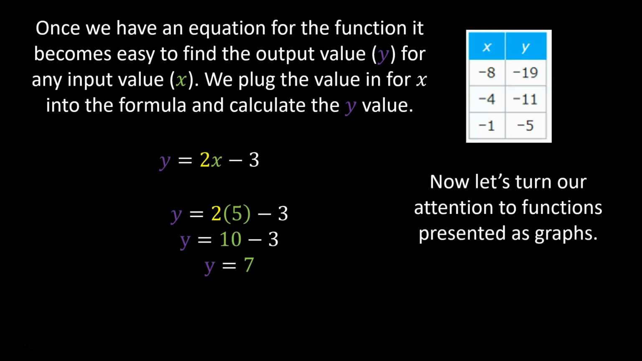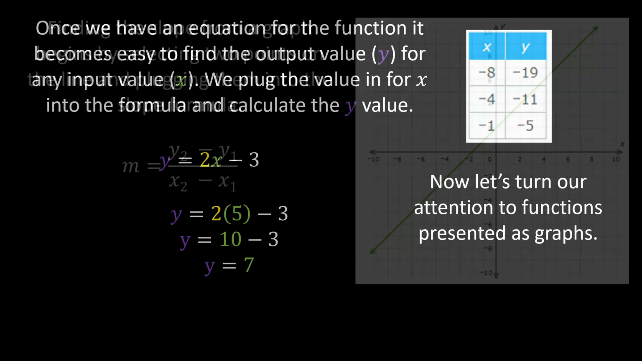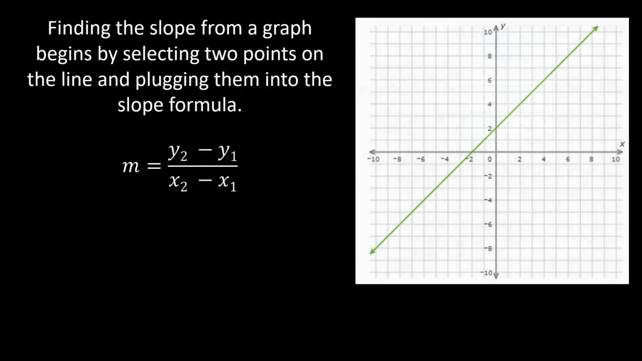Now let's turn our attention to functions presented as graphs. Finding the slope from a graph begins by selecting 2 points on the line and plugging them into the slope formula. Here I've selected 2, 4 for our x1, y1, and 5, 7 for our x2, y2. Plugging those values into our slope formula, we get 7 minus 4 over 5 minus 2, which simplifies to 3 over 3, which further simplifies to 1. So the slope of the line depicting the function is 1.